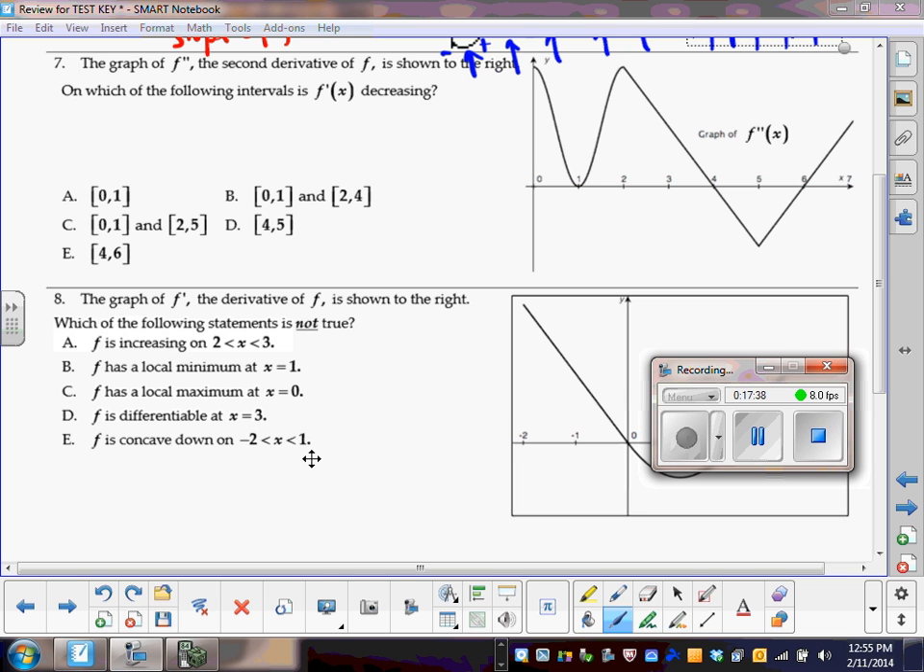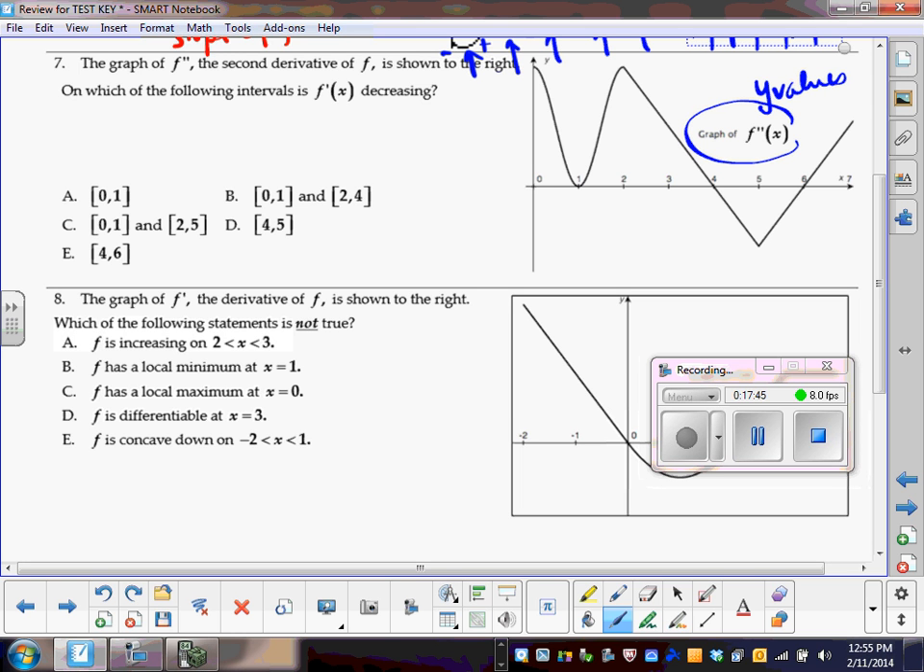Okay, so the graph of f double prime is given. So the graph of f double prime, those are the y values. So the area would actually give me f prime. It says on which of these is f prime decreasing? Well, f prime is decreasing when the slope of f prime, f double prime, is less than 0.